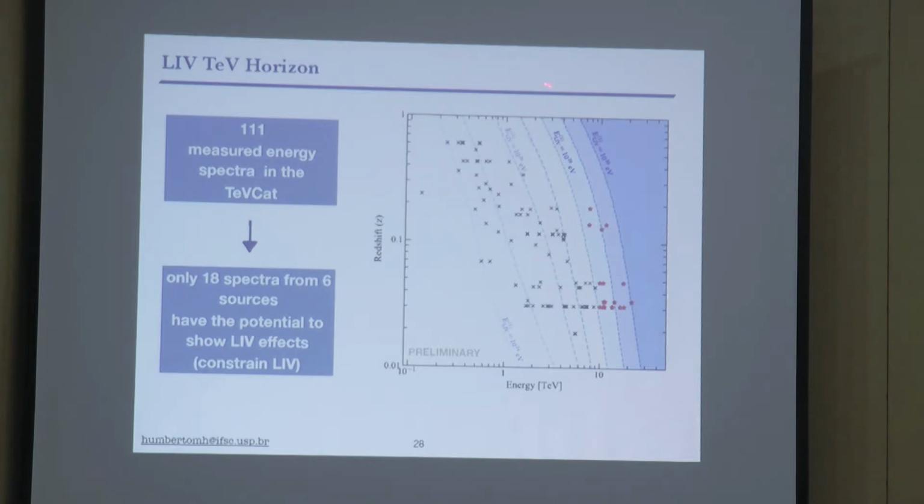We looked for LIV that is compatible with the current limits on LIV. So this is the scenario. These are the 111 sources plotted as a function of redshift and as a function of the maximum energy that they have in their spectra. And we have found 18 spectra from 6 sources that have the potential to show LIV effects, or in the worst case scenario, to constrain LIV.